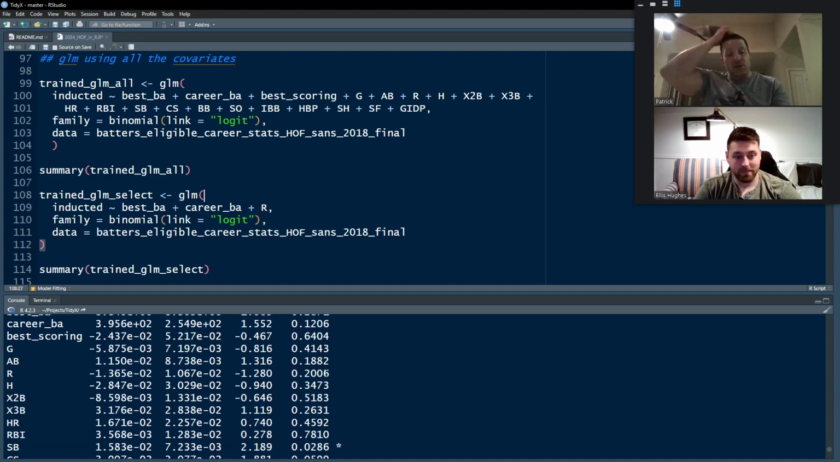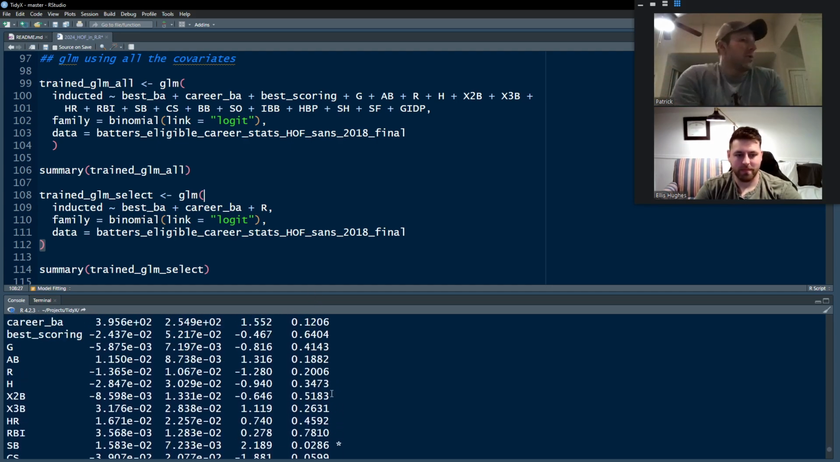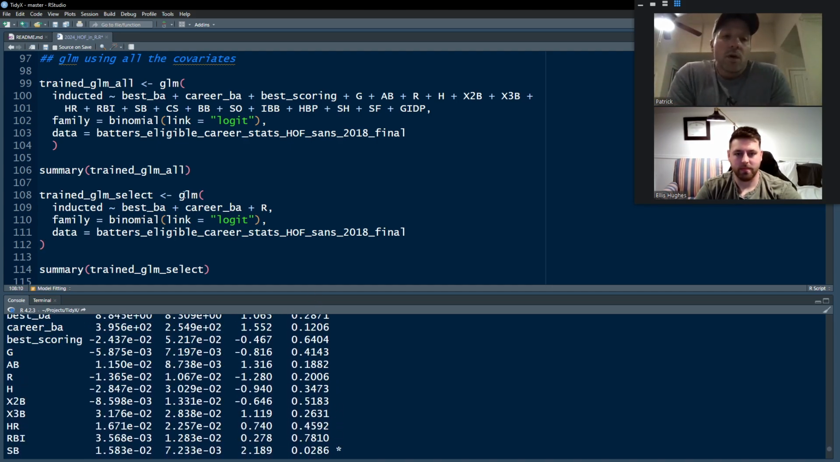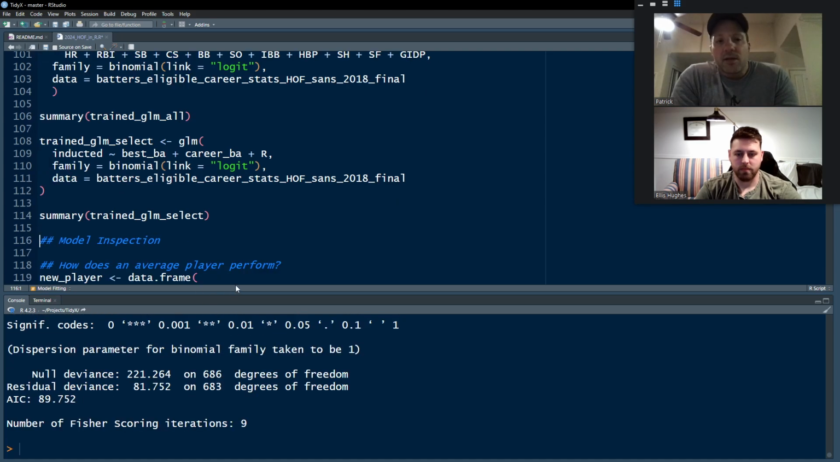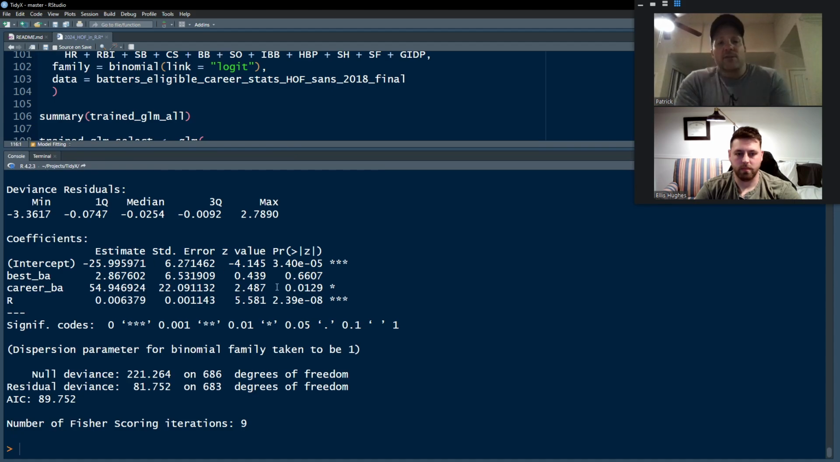Let us know. We're going to use this smaller model. So we're going to basically base the outcome, inducted yes or no, on best batting average, the career batting average, and the runs scored. Again, family is the link, logit, binomial link. And we get this smaller model, and this makes a little bit more sense.